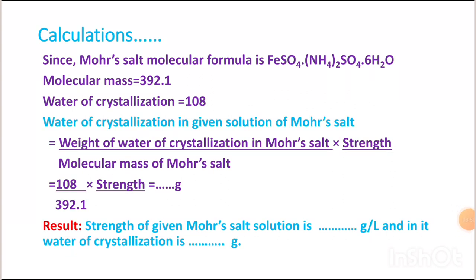The second calculation is water of crystallization in the given solution of Mohr salt. We know that the molecular mass of ferrous ammonium sulfate is 392.1, where water of crystallization is 108. So input these values into the given formula, that is weight of water of crystallization in Mohr salt multiplied by strength and divided by molecular mass of Mohr salt. Input all the values: 108 divided by 392.1 and multiplied by strength, which will be equal to dash gram. Now finally the result is: strength of the given Mohr salt solution is dash gram per liter, and in it water of crystallization is dash gram.